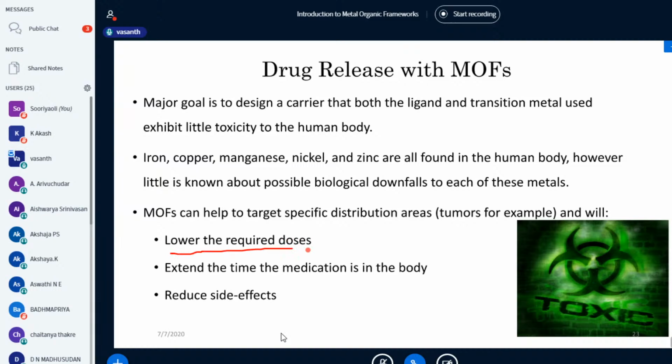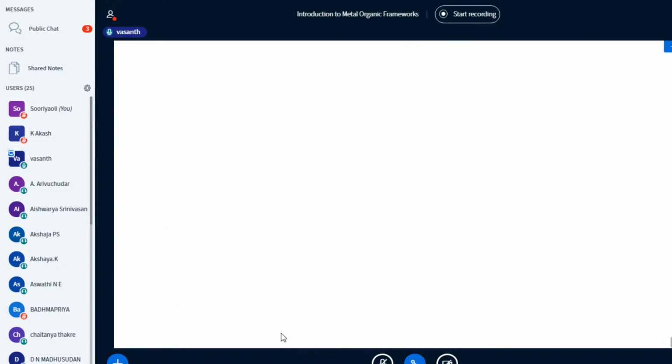So this lowers the required doses and also extends the time of medication in our body. Since it is a very targeted mechanism, the exposure and healing of the cancer cells are very effective, and the side effects are highly reduced because the cells are highly targeted and treated.